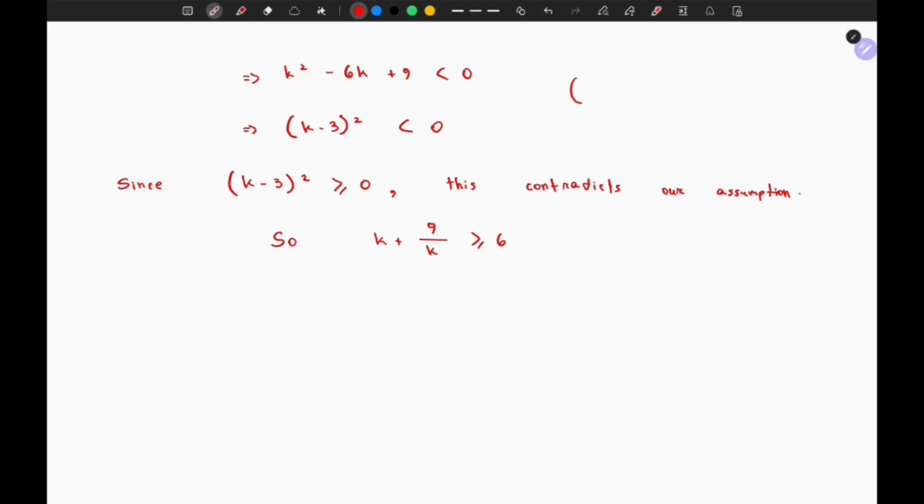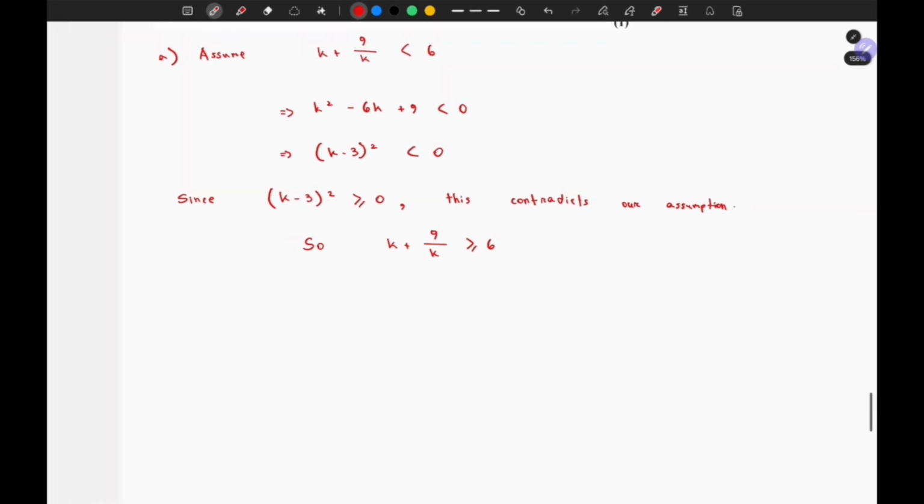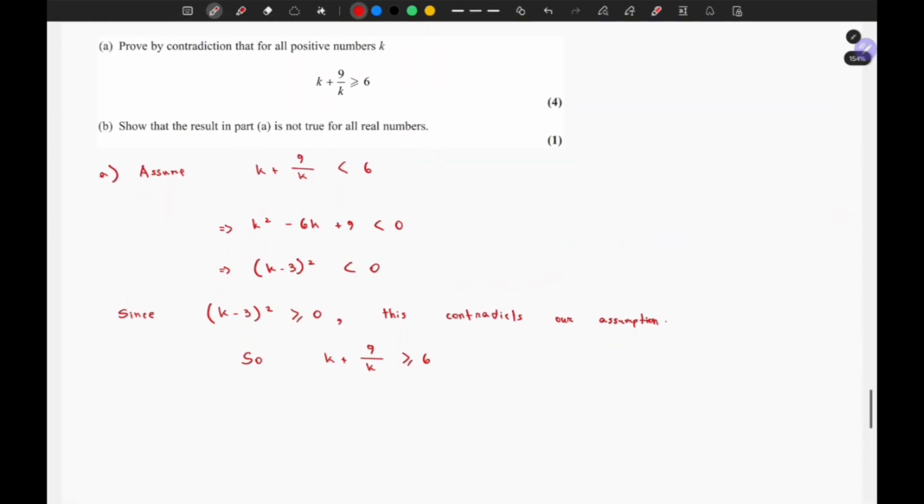And if k is negative 4, this becomes negative 7, and negative 7 whole squared is 49, which is a positive value. So (k minus 3) whole squared will always be greater than or equal to 0. So this contradicts our assumption. It's that k minus 3 cannot be less than 0. So k plus 9 over k is greater than or equal to 6. So that is it for this part.